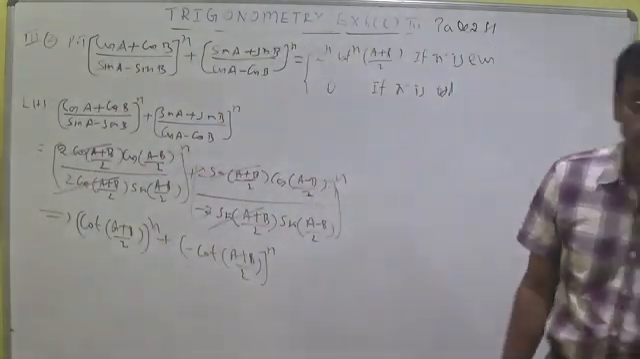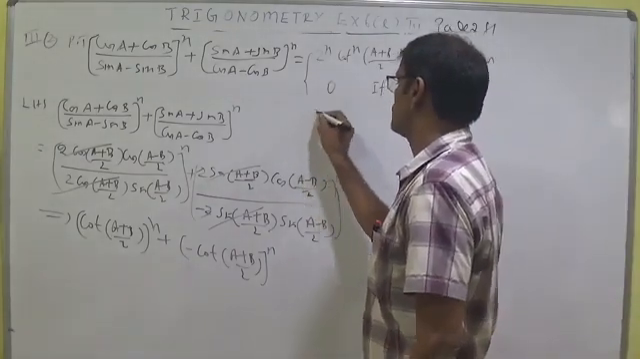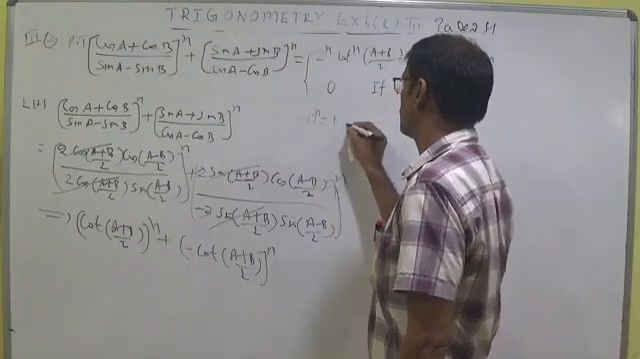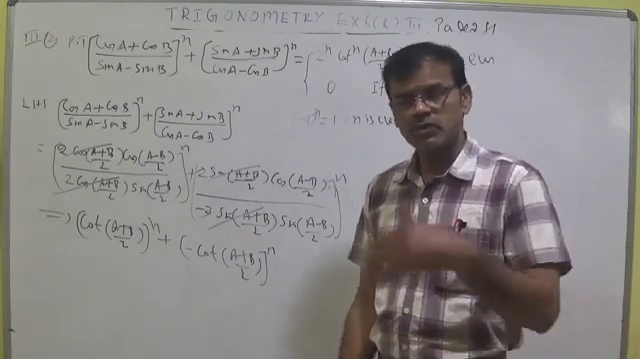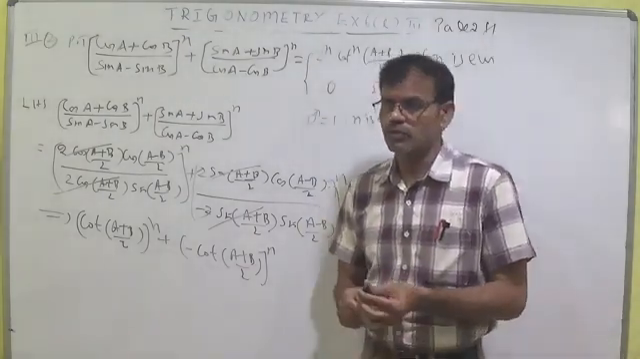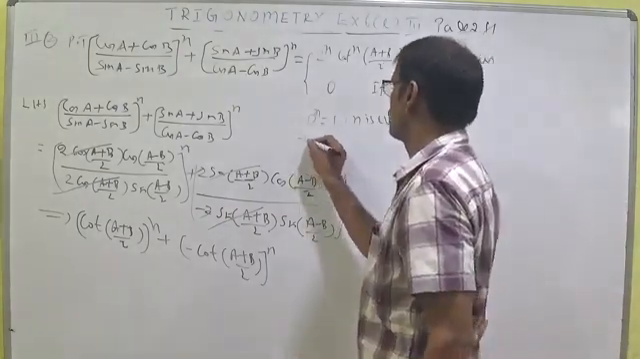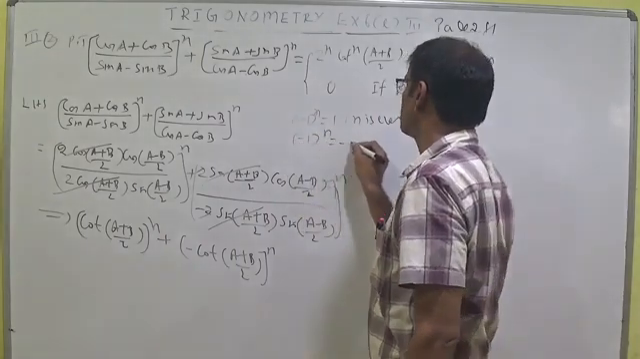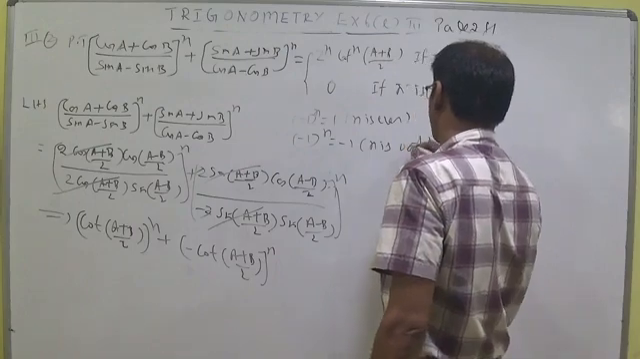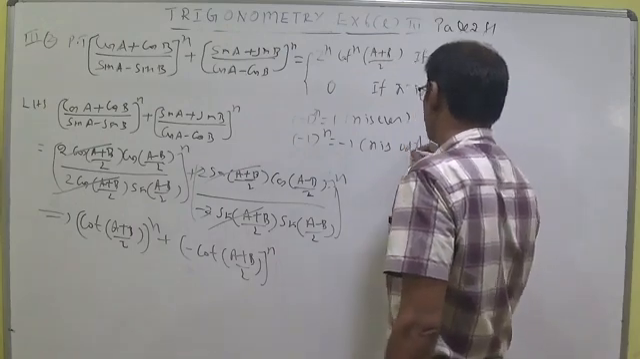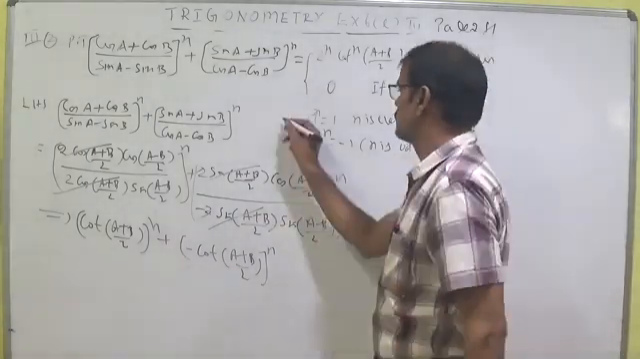Here you can understand one thing: (minus 1) whole power n is equal to 1 if n is even, within the brackets. Because (minus 1) whole square, (minus 1) whole power 4, (minus 1) whole power 6, like that, everything becomes positive. In the similar way, (minus 1) whole power n is equal to minus 1 if n is odd. If n is equal to 3, it becomes (minus 1) whole cube, which is minus 1. (minus 1) whole power 5 is also minus 1.